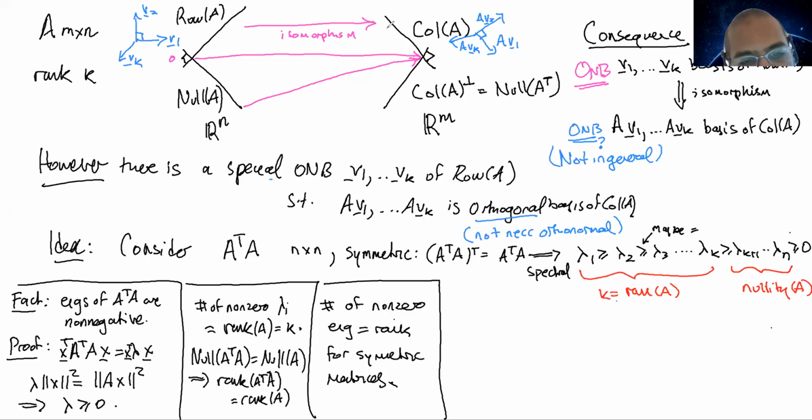Let's go back to the proof. There's a little bit of a diversion, but let's go back to the proof. So we looked at A transpose A. It has k non-zero eigenvalues, and the rest are 0. Okay.